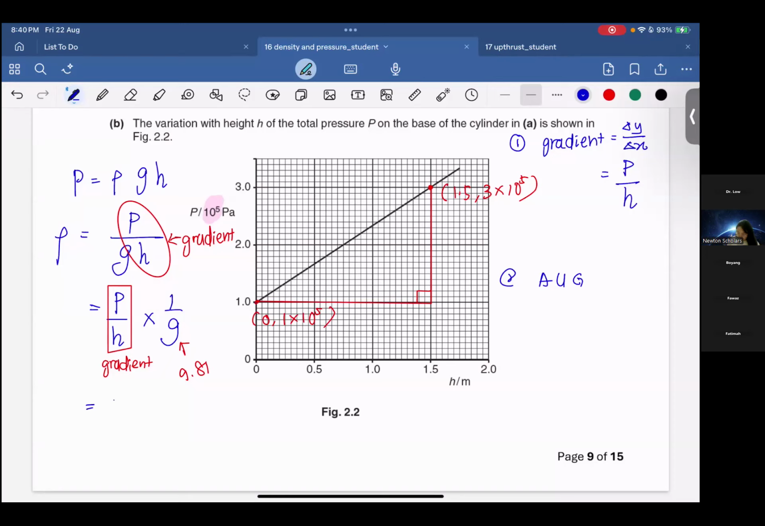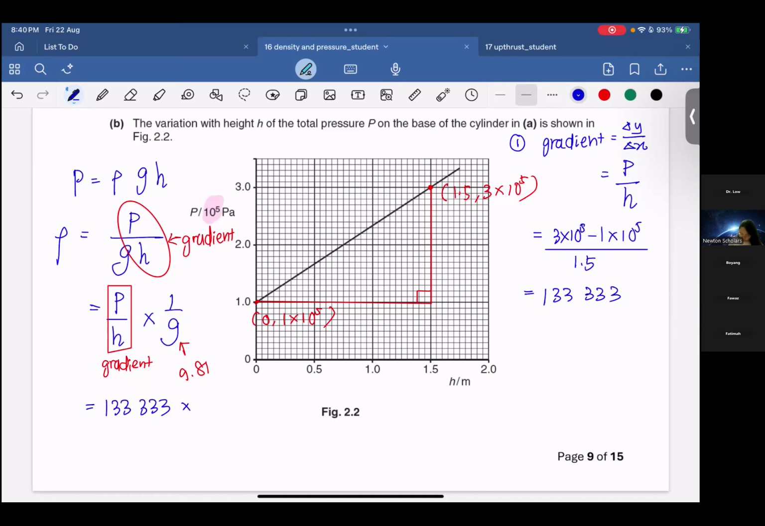For me, my gradient will be 3 times 10 power of 5 minus 1 times 10 power of 5, divided by 1.5. So my gradient is 13333. Then 13333 times 1 over 9.81. My final answer should be 1.4 times 10 power of 4 kg per meter cube. Or you can just write 1, 2, 3, 4 kg per meter cube. Okay, this is the answer.